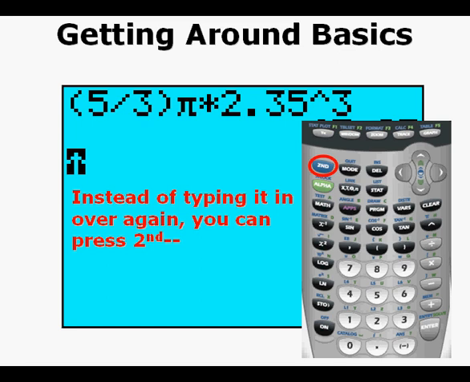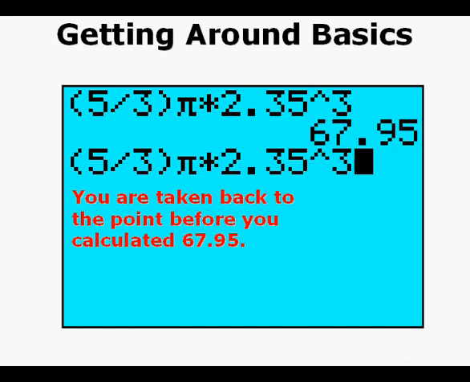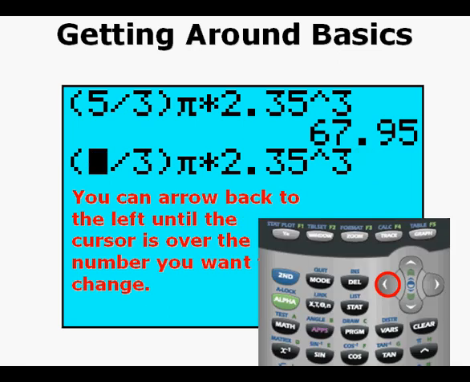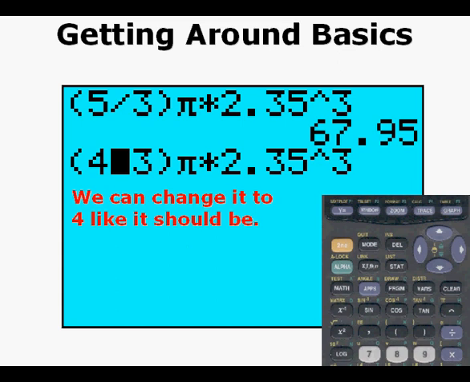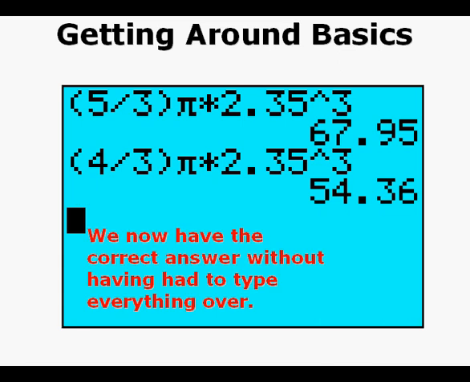Fortunately, we don't. Instead of typing it in all over again, first press the second key, then the enter key that accesses the entry option just above the key. We are taken back to where we were before pressing enter to calculate 67.95. We can arrow over to the left until the cursor is over the 5 that we want to change to 4. Now we press 4 to change it to 4 without having to retype the whole formula. Press enter. We now have the correct answer, 54.36, without having had to retype everything all over again.